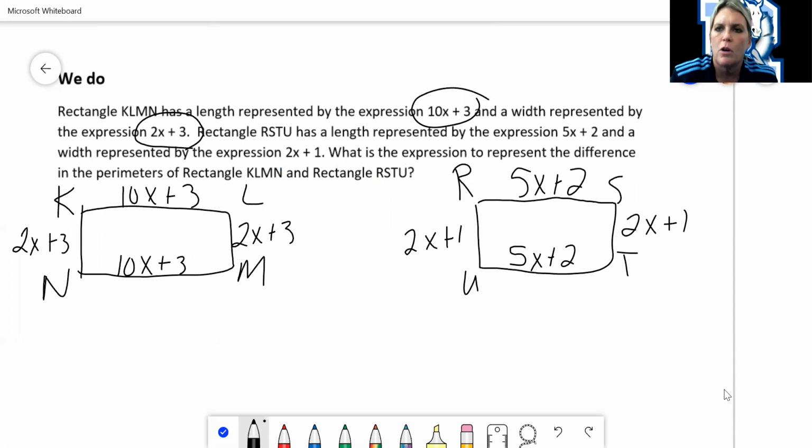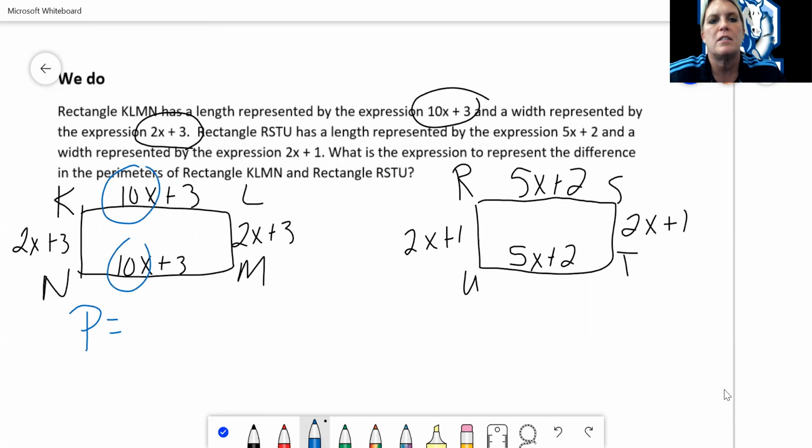Now, after you draw the pictures and label them, did you find the perimeter? If not, do that now. Remember, perimeter means to add up all the sides. So in the first one, 10 plus 10 plus 2 plus 2 gives me 22x. Then 3 plus 3 plus 3 plus 3. That gives me 12.